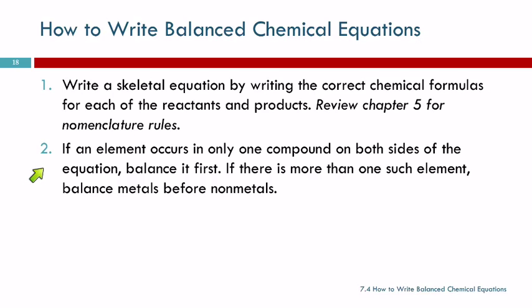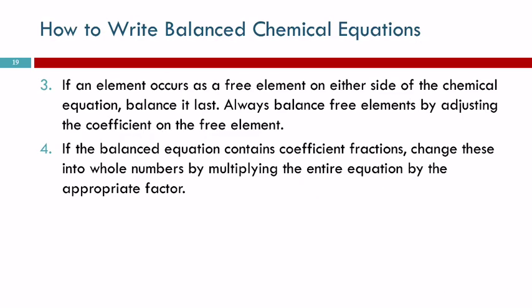So next, if you get an element that occurs in only one compound on both sides, balance that one first. If there's more than one, balance metals before nonmetals. This is a suggestion only. If you have an element that occurs as a free element, like O2 or iron, just Fe, on either side, that's a good one to leave till last, because when you balance that one, it's not going to mess anything else up.